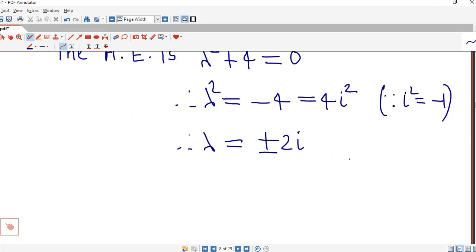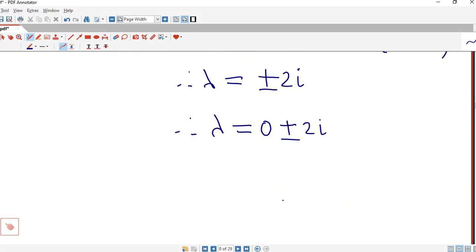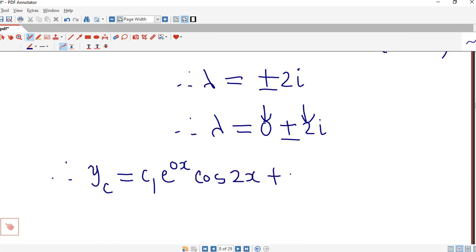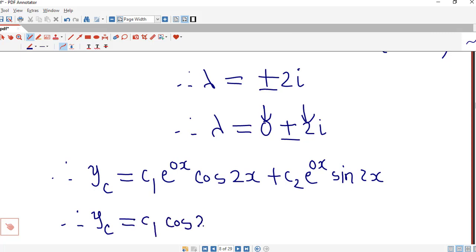So there are two possible values, both are complex. In fact we have pair of complex numbers 0 plus 2i and 0 minus 2i. So therefore the complementary function is c1 times e raised to 0x. 0 is real part here, 2 is imaginary part, e raised to 0x cos 2x plus c2 e raised to 0x sin 2x, and because e raised to 0x is 1, our complementary function is c1 cos 2x plus c2 sin 2x.